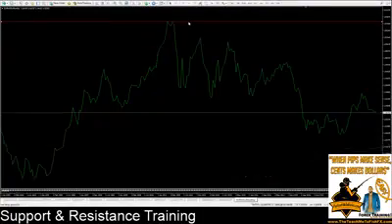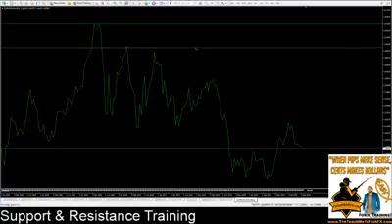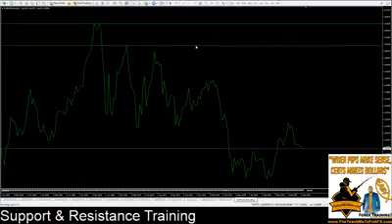So again, we're just going to right click it, select horizontal line at the top of the dialog box, and I like to use lime or any type of green. I like to use green for my monthly support and resistance. So here is a resistance, and I'm just going to work my way throughout the chart.